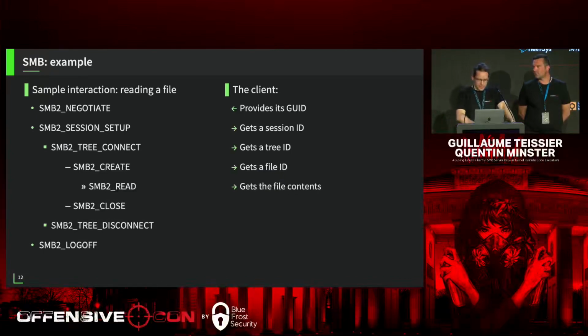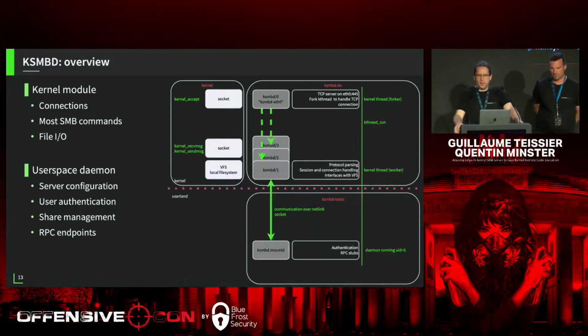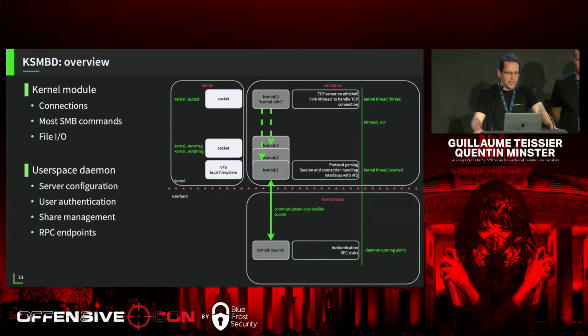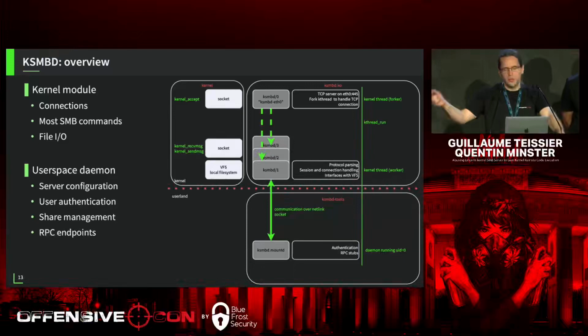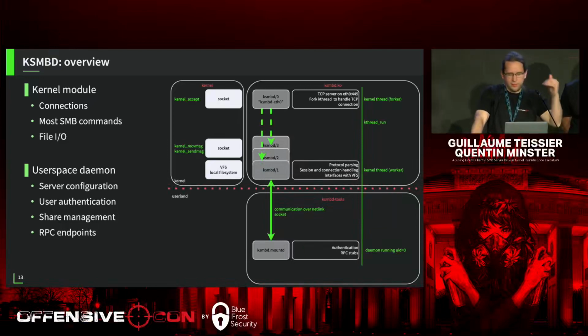And so for KSMBD, we're going to focus a bit on its architecture. It's composed of a kernel module and a user space daemon. The kernel module is where most of the connection handling happens. It accepts new connections in a dedicated kthread. Then it will move them off to a connection handler that's another kthread, and this connection handler will spawn other kthreads to handle separate requests. So most of the SMB commands are handled here in the kernel module. The file I/O happens here too, and at some stage the user space daemon will get involved for complex operations like authentication, share management, and some RPC endpoints that Dave was talking about earlier.